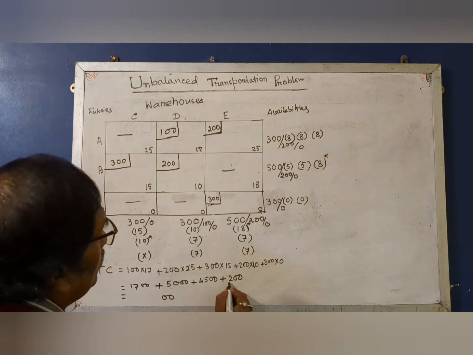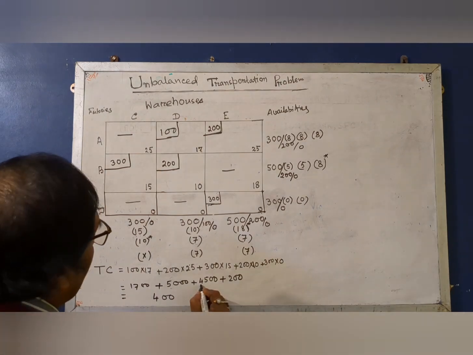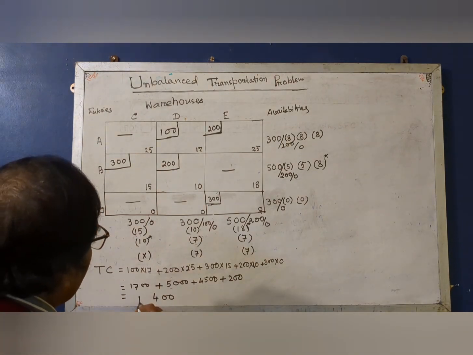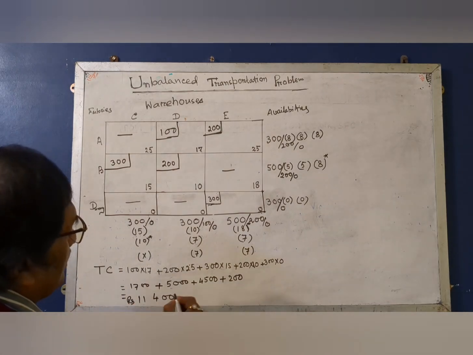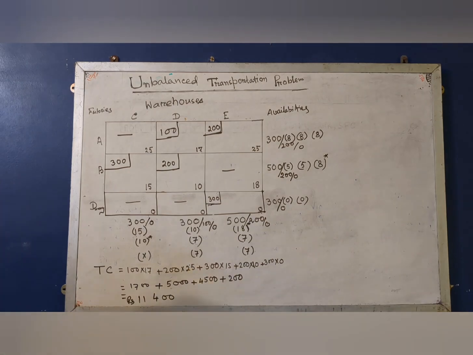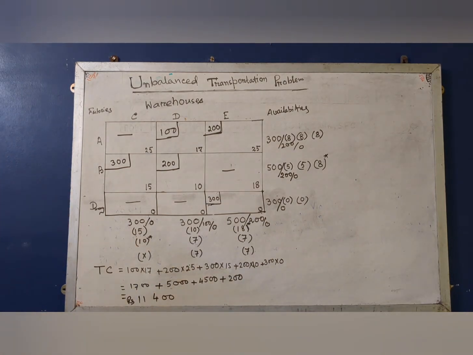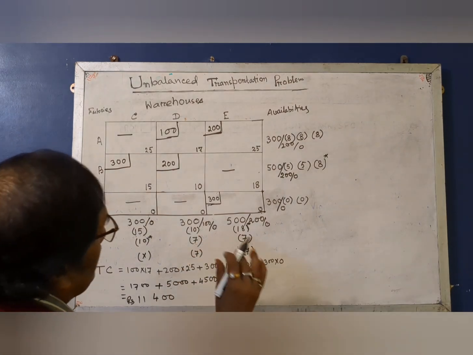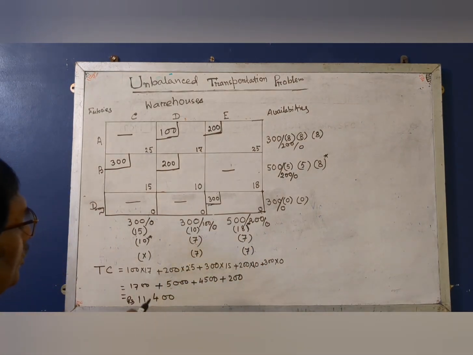1100 rupees, 11,400. Okay, and this is the total transportation cost for the basic feasible solution. Now, when you optimize it, you will see the total transportation cost will be at least the same, or lower than this amount. That means there will be a cost benefit.